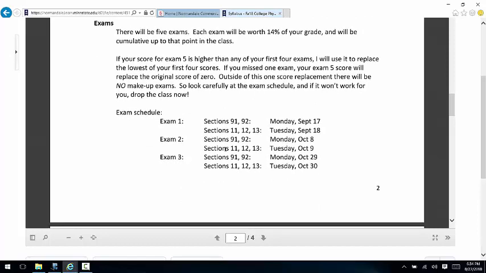The first one is the exams. There are 5 exams. They're all worth the same amount. So each exam is worth 14%, which means it's not super high stakes on any one exam. That's including the final. So the final is only worth 14%.